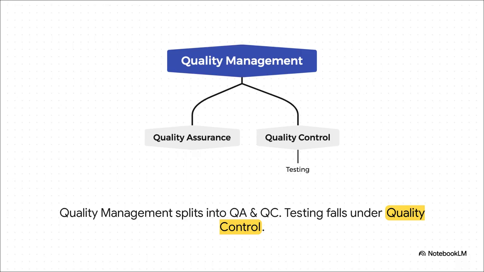You've got quality assurance on one side and quality control on the other. But here's the most important part. Look closely at where testing is. See? It's not its own separate pillar. It's actually a specific activity that lives inside of quality control. Honestly, getting this hierarchy right is the key to unlocking this whole thing.